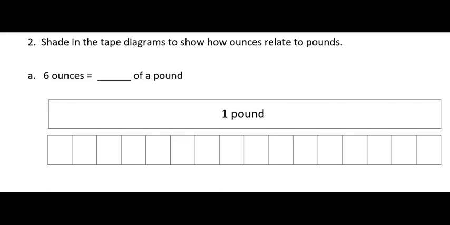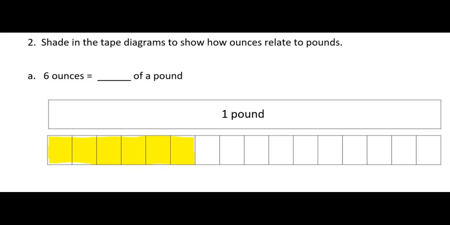Part 2 says shade in the tape diagrams to show how ounces relate to pounds. 6 ounces is what fraction of a pound? I'm going to start by shading in 6 ounces. The top tape diagram shows the 1 pound. The bottom tape has been divided into 16 sections because there's 16 ounces in a pound. So let's shade in 6 of those sections. And there's my representation of the 6 ounces.